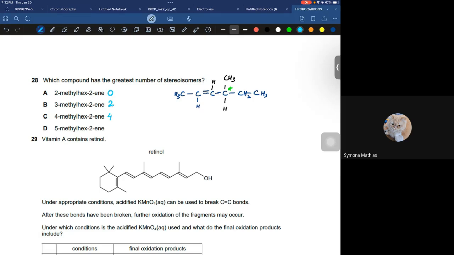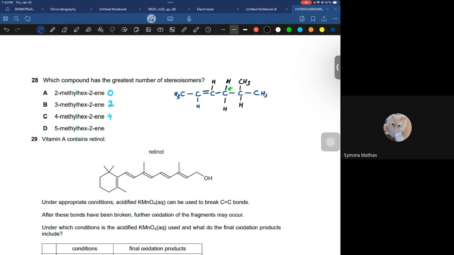One cis, one trans, and the rest of the two isomers are mirror images of each other. So four. Then you're supposed to check option D. They are saying 5-methyl hex-2-ene. 5-methyl is this. Simple. It's H, and the rest of the things remain the same.